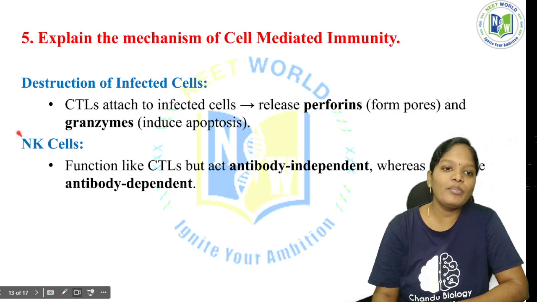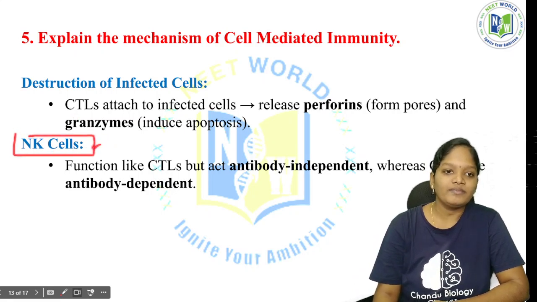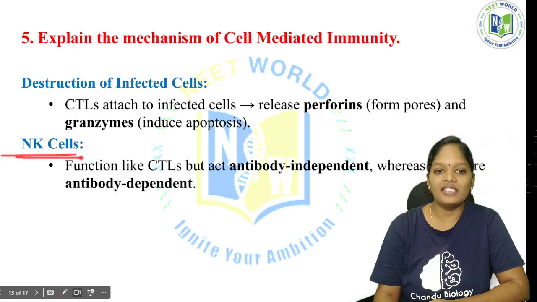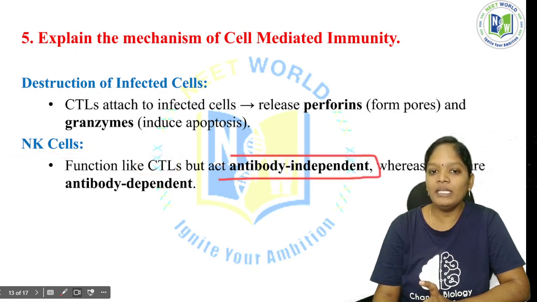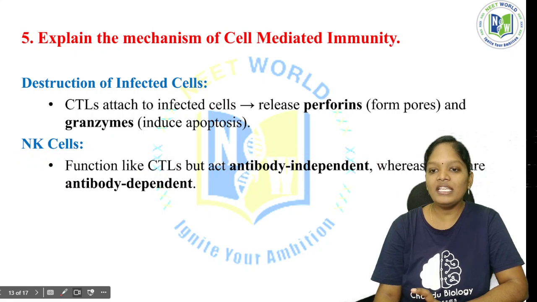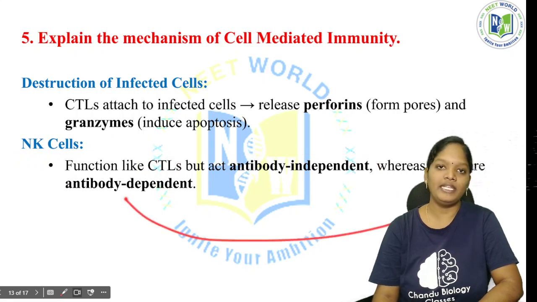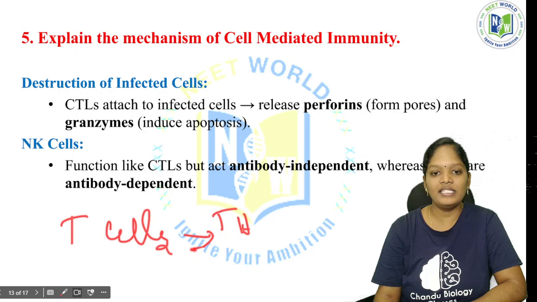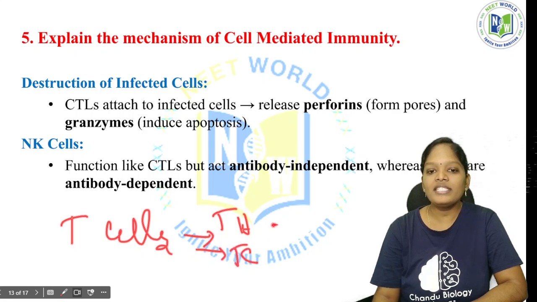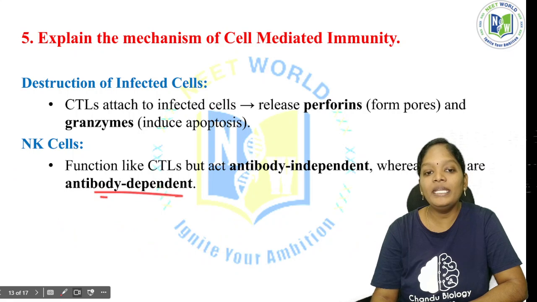Now, what is the point of having NK cells, that is, natural killer cells? Natural killer cells function like cytotoxic T lymphocytes but act antibody independently, whereas CTLs are antibody dependent. We have T helper cells and TC cells. This T helper cell is going to activate the B cell, and the B cell is going to produce the antibody. So this scenario is called antibody dependent.